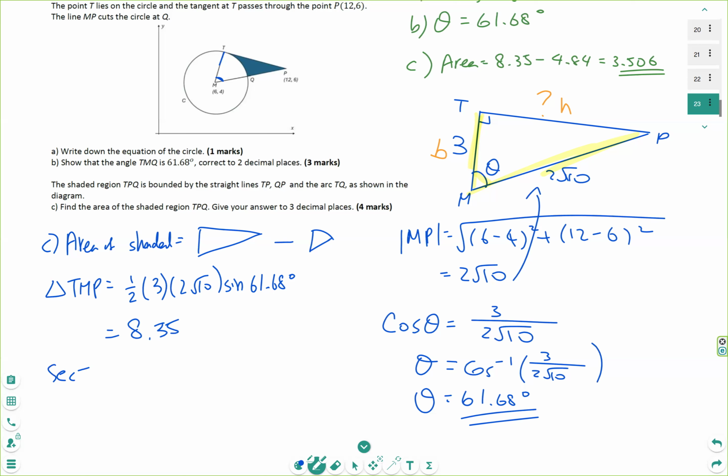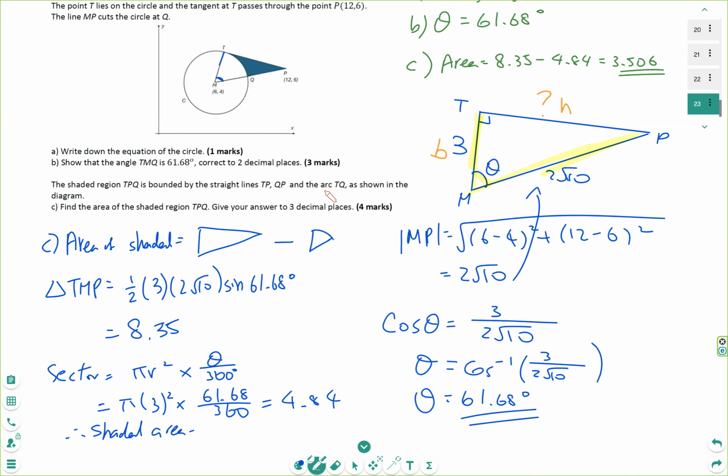Sector. To find the area of the sector, it is the whole area of a circle times theta over 360, a fraction of a circle. So pi r squared, pi times 3 squared times theta, which is 61.68 degrees over 360. That's the fraction of a circle, how big that slice of the sector is. Put it in a calculator, you get 4.84. Therefore, the shaded area equals 8.35 minus 4.84, which if you use the full value in the calculator, you should get 3.506. All right. And that's the end of the circle chapter.